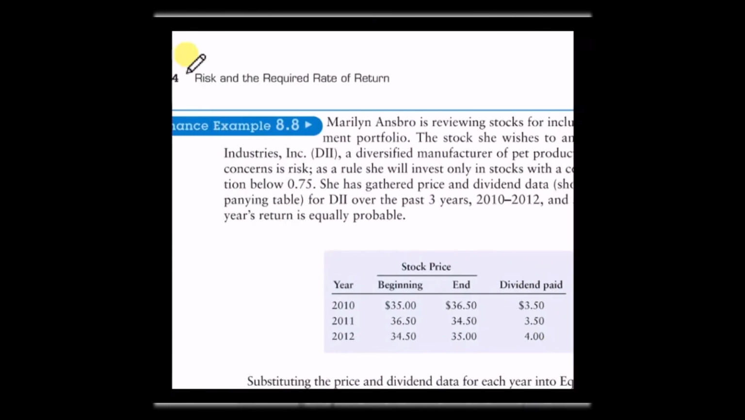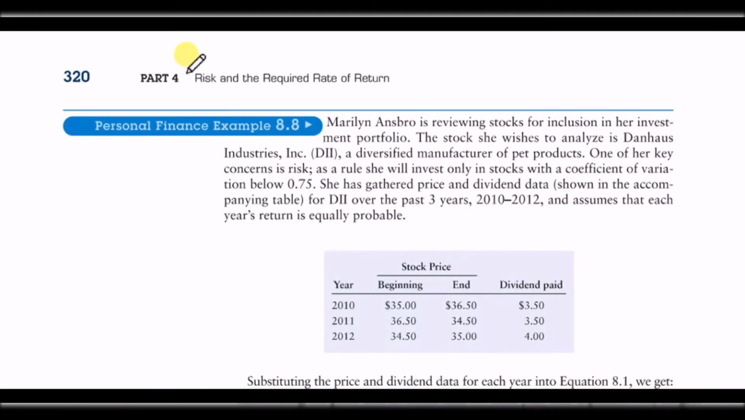Again, previously we have discussed an example which has probability. Now we are going to discuss an example where no probability is given. That means it has equal probability. Now let's start the problem.